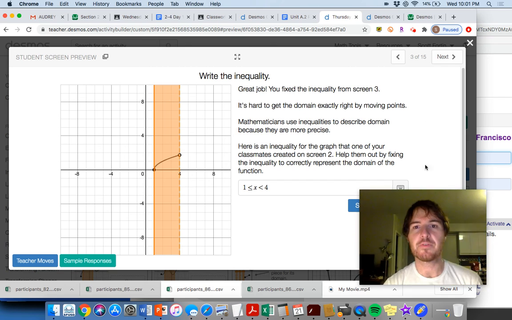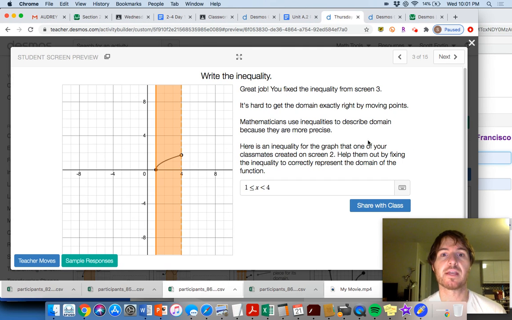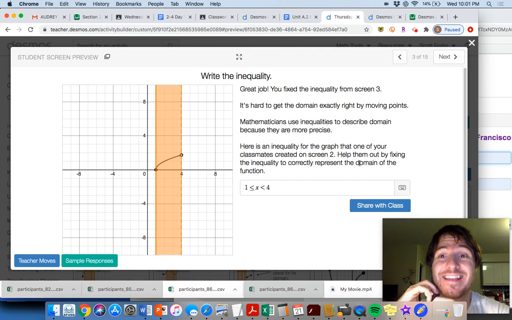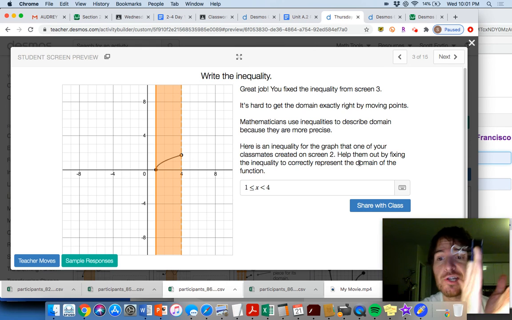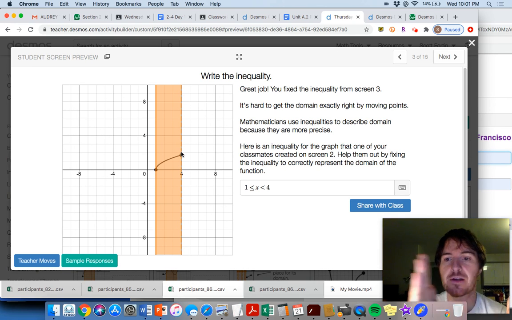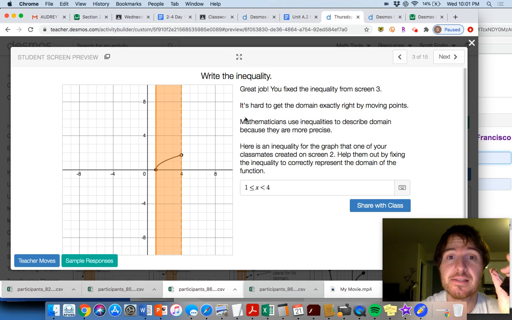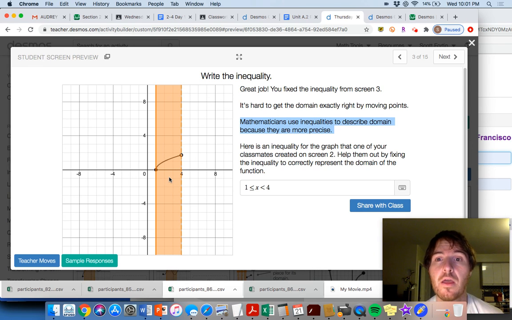Write the inequality. Great job. You fixed the inequality on screen 3. I hope you did too. I hope you got that correct. Hoping it's giving you this answer here. And then it says it's hard to get the domain exactly right by moving points. So the way we want to describe domain isn't just like I see it start, right? So our domain starts here and it ends here. We don't just want to describe where we see it in the graph. We want to get a little bit more precise with that. And it says here, mathematicians use inequalities to describe domain, because they're more precise than just shading a graph here. Okay, so anyways, here's the inequality for the graph that one of your classmates created on screen 2.